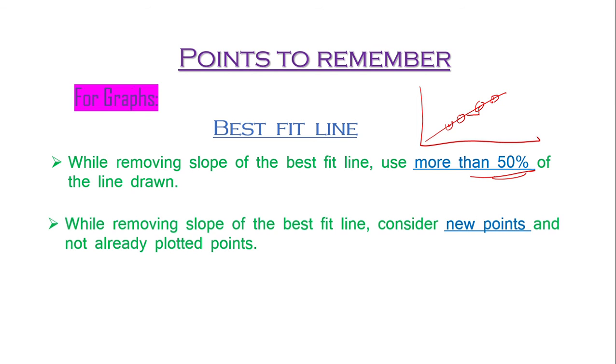So whenever you're calculating a slope, say one more point is here, you take more than 50% of the line. Say half of the line should be there, so more than 50%. Say here, and then you take a point over here. Now there are no points that you have plotted; these are the new points that you'll be taking, and you'll make a slope. So it should be more than 50% of the line that you have drawn. And the second thing, while calculating the slope of a best fit line, consider new points and not already plotted points. Do not consider the already plotted points, but consider new points.